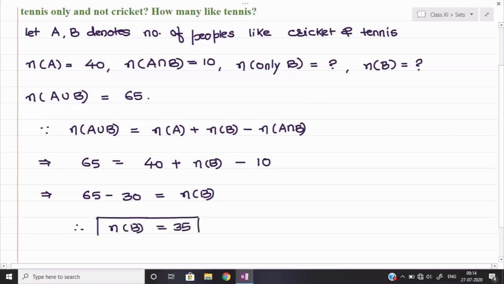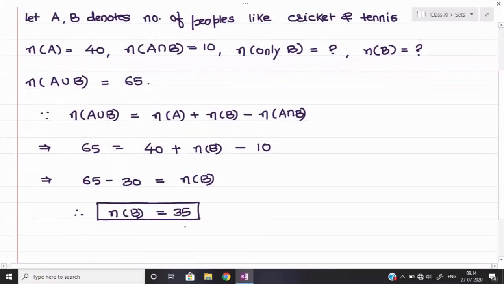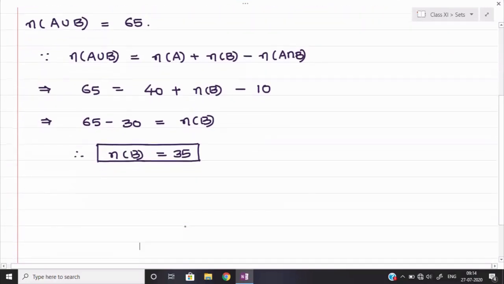The way I have told you, please remember those things. Application of sets is a core part of the chapter, and in the examination a long answer question would normally be asked on it. Now similarly we shall take n of only B. See, today's session we started with this value only, and we are finishing with that only.